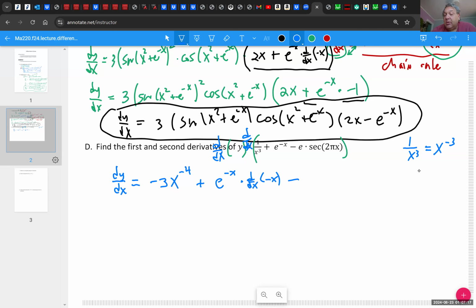So if I have a number multiplied by a function, this is a function because it has x in it, the number being multiplied doesn't affect the derivative, doesn't go away, so it just stays there as e. And I'll have to differentiate the actual function secant 2 pi x. So this is a chain rule problem because there's stuff inside the secant.